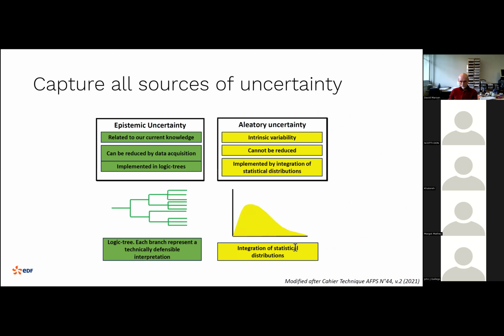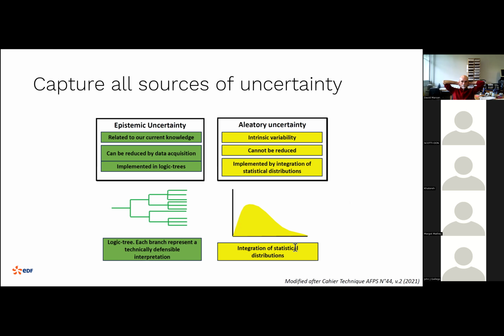I have mentioned several times during this presentation the word uncertainty. And there are two kinds of uncertainty that are considered in PSHA. One is what we call epistemic uncertainty. And this family of uncertainty are related to our current knowledge of the seismic process. So we hope that this can one day be reduced by data acquisition, by doing research, if we increase our knowledge of the process.